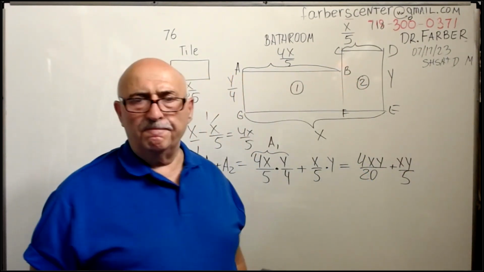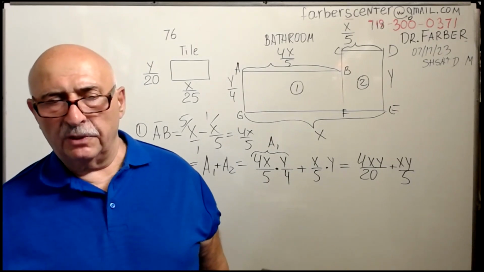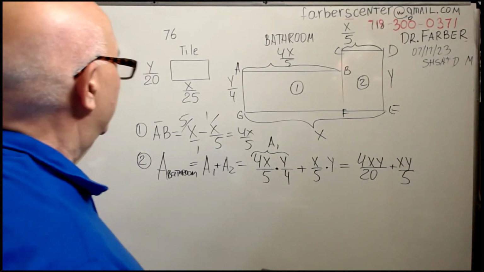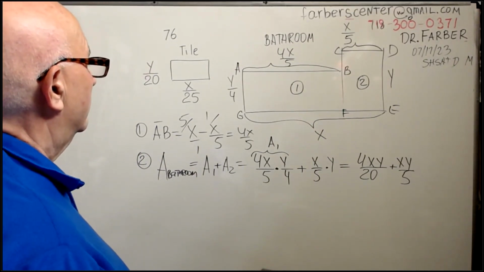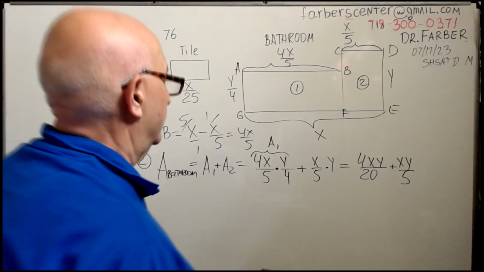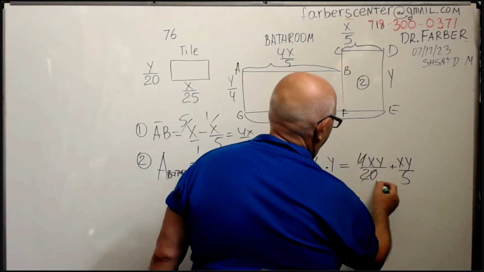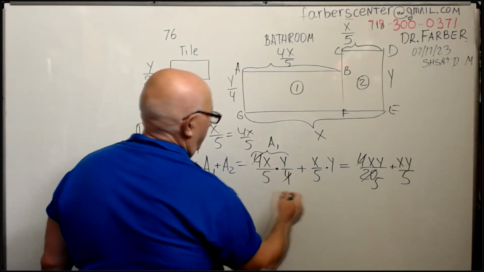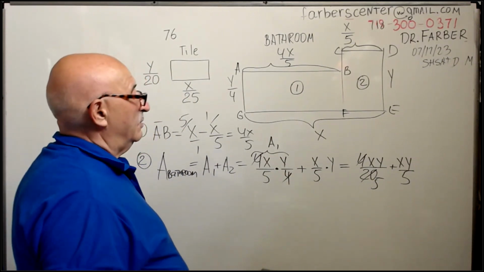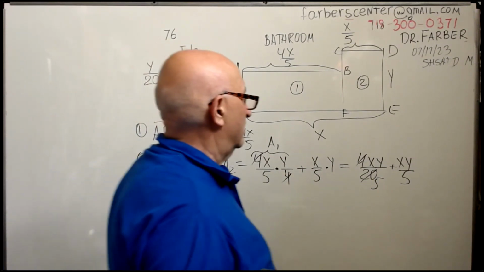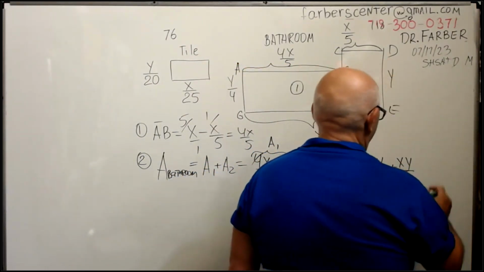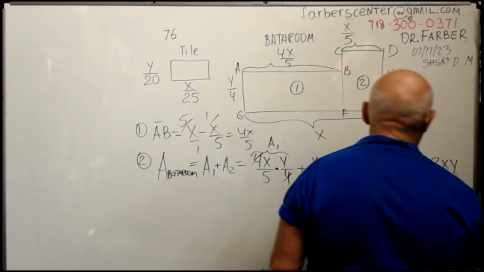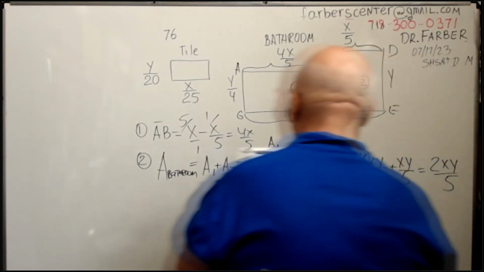Any questions so far? Students, do you have questions? Dr., yes. For the area of the first shape, can we simplify 4 and 4? You can, absolutely. This is fine, I agree with you. Or you can do this one. Definitely you can simplify. And what do you have? xy plus xy, and both of them have the same denominator. You have 2xy over 5. And this is our area of this bathroom.